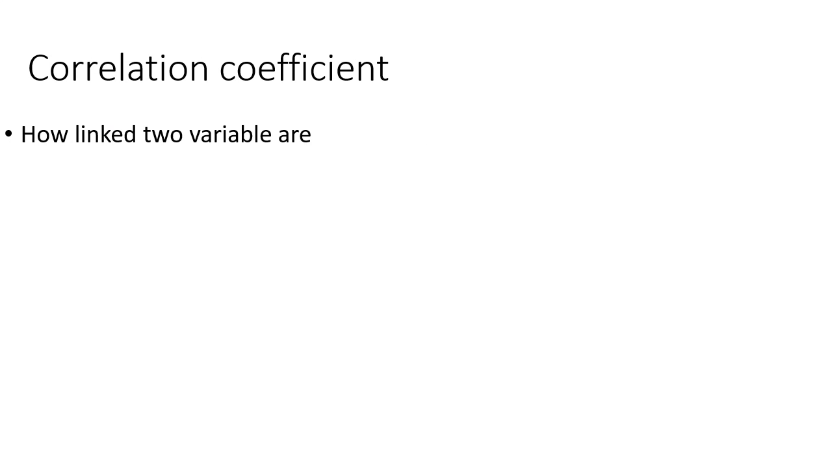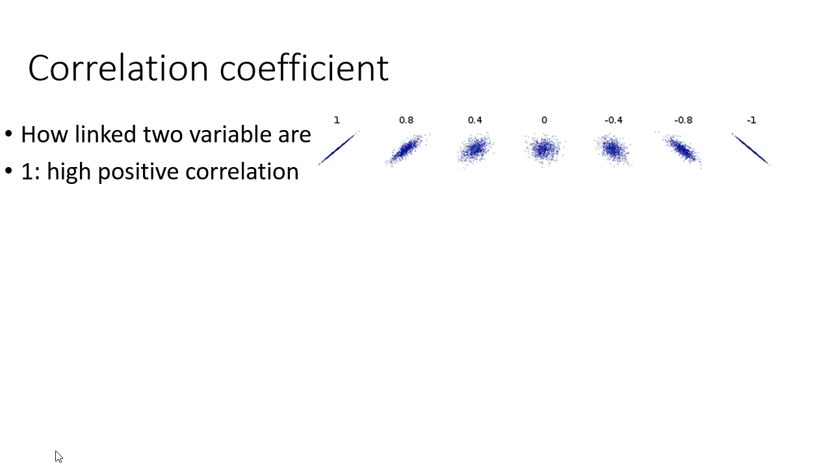Okay, so we just looked at how to find the correlation coefficient in Excel. Now we're going to understand what the correlation coefficient, what that R value or R square value, means. So the correlation, don't forget, is how linked two variables are. A value of 1 means that you have a high positive correlation. And if you look at this graph here, a negative 1 means a high negative correlation.